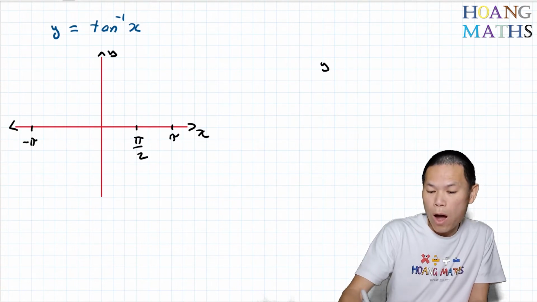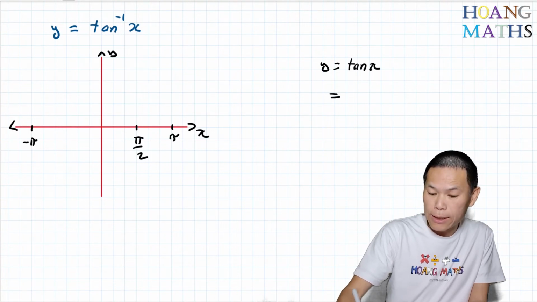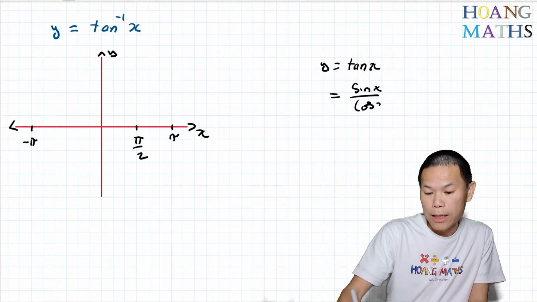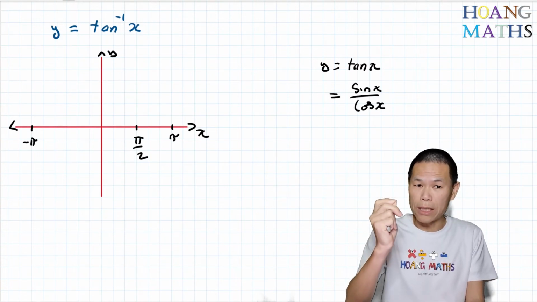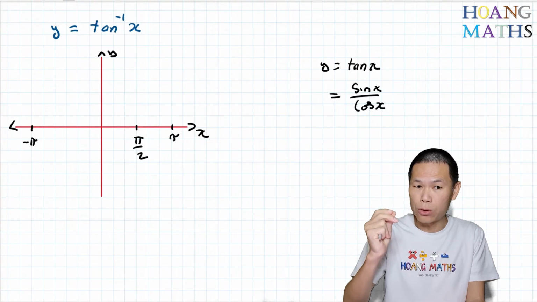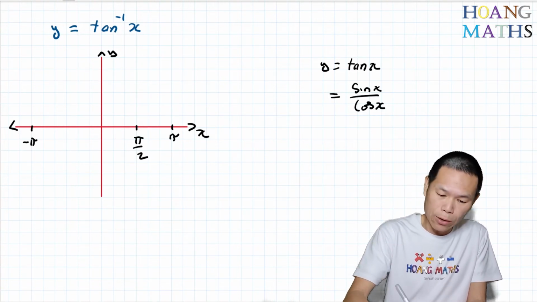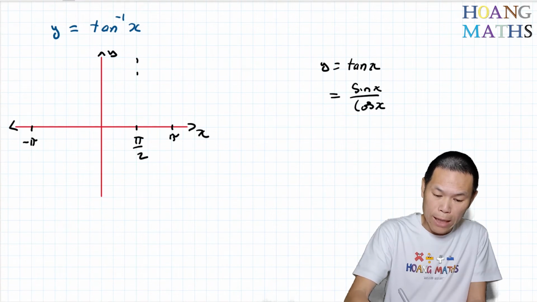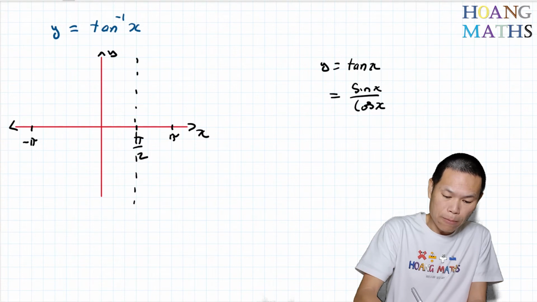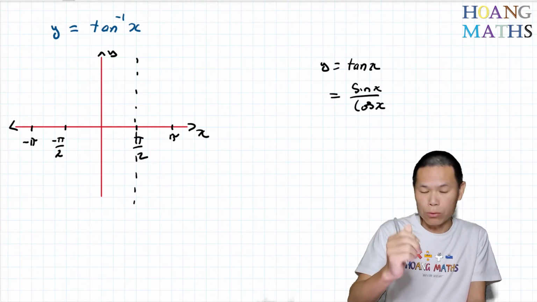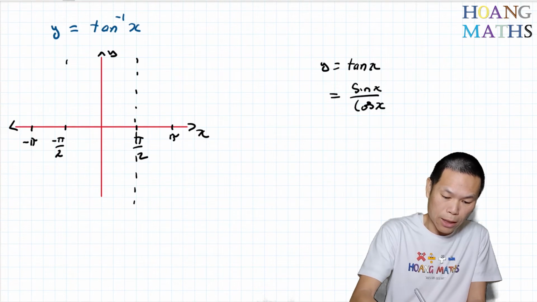Now remember y equals tan x. So that is exactly the same as sin x over cos x. And you know that we cannot divide by 0. So for cos x equal to 0, that is π/2. So it won't exist. Okay, so therefore the vertical asymptote is π/2. Similarly, this is −π/2. Cos of −π/2 is 0. So you cannot divide by 0. So the asymptote is here.